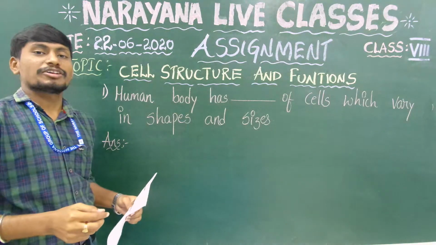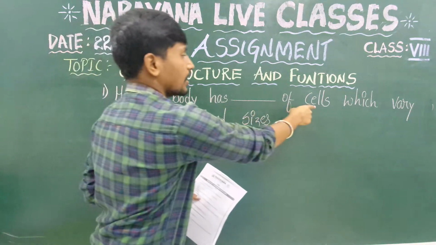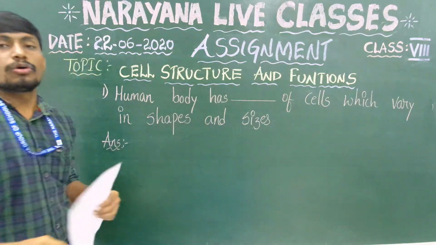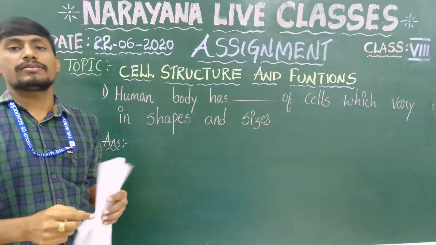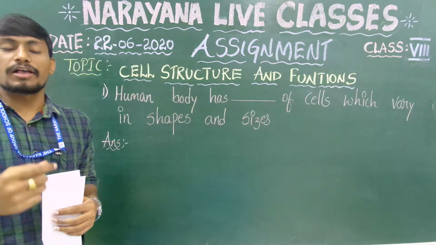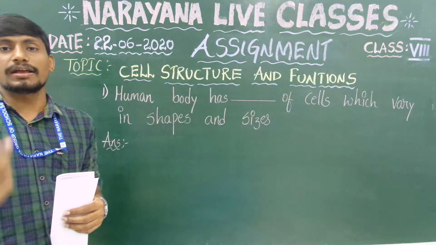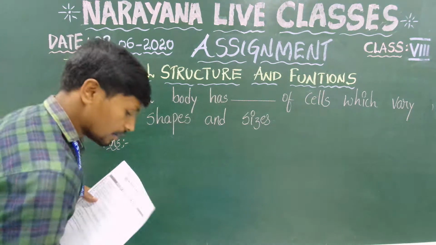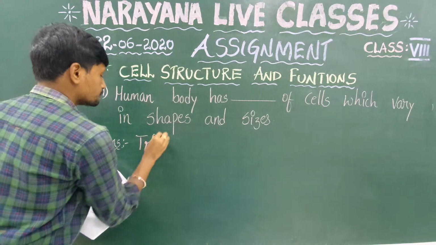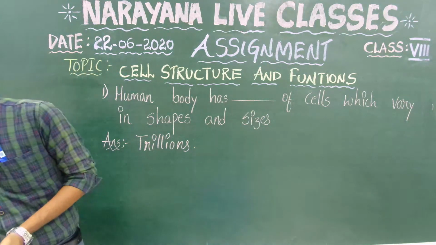In this, the first question is: the human body has dash of cells which vary in shapes and sizes. We all know that we humans, when we are at the starting stage, are single-cell organisms. But as we keep on increasing our growth and body size, the number of cells increases and increases, and it reaches trillions of cells. Okay.